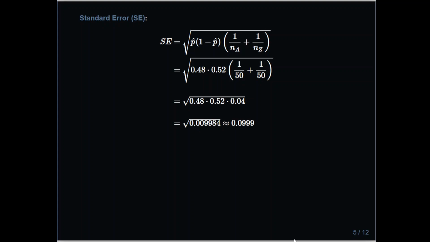So P hat is 0.48. 1 minus P hat is 0.52. In both cases, we have 1 over 50. 1 over 50 plus 1 over 50 is essentially 0.04. So what we have to do is calculate the square root of 0.48 times 0.52 times 0.04. A little bit of calculator work. We get the square root of 0.009984, which is approximately 0.0999.